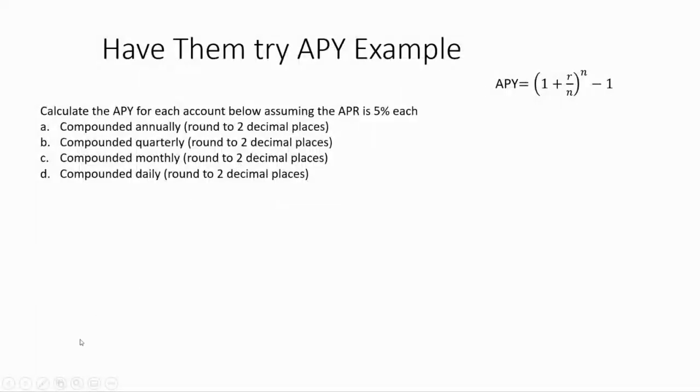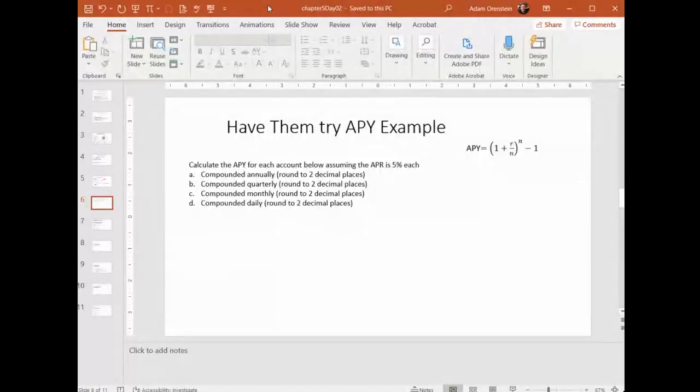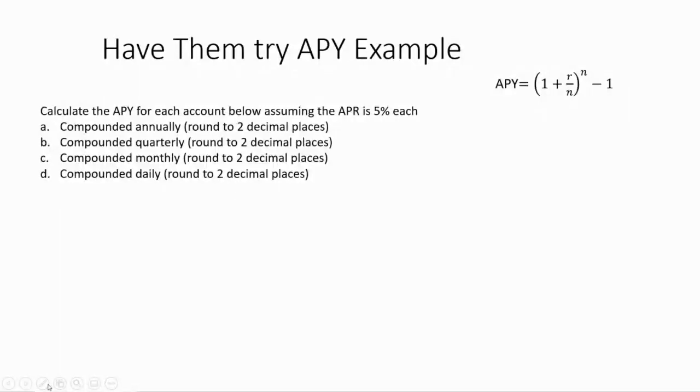Okay, so for this one here, again, we want to get the APY for each of the accounts here. And the formula, again, I just gave you. So really you have everything there that you need, although you have to figure out what R is and what N is.